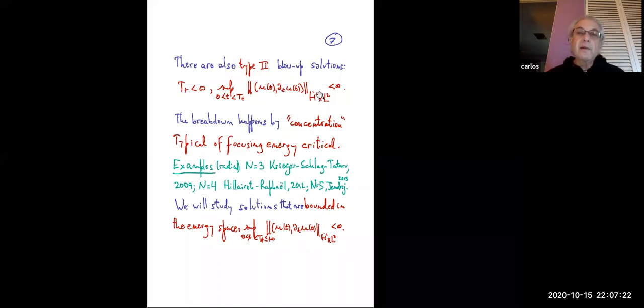Examples where this happens have been constructed. In the three-dimensional case, the first examples were due to Krieger, Schlag, and Tataru. In the four-dimensional case, there are examples of Hillairet and Raphaël. In the five-dimensional case, of Jendrej, and there are other examples too. So we will study solutions that remain bounded in the energy space. So we will not touch the type 1 ODE blow up. So we will require our solutions to remain bounded up to their last time of existence, which could be infinite.